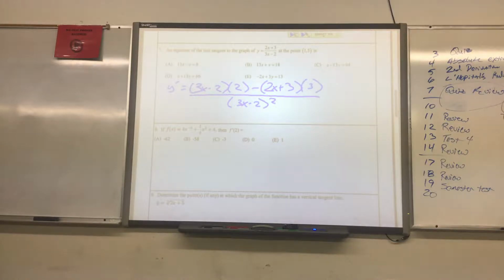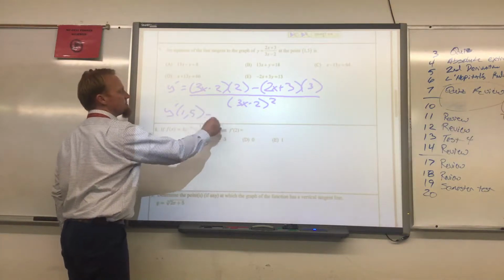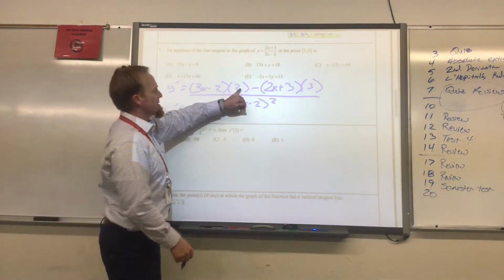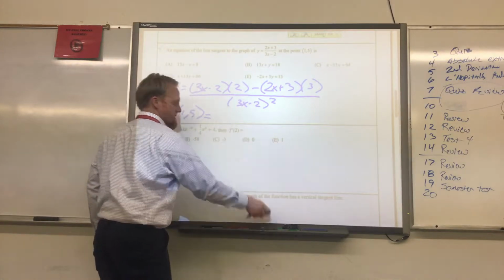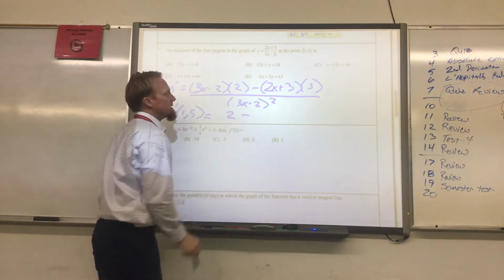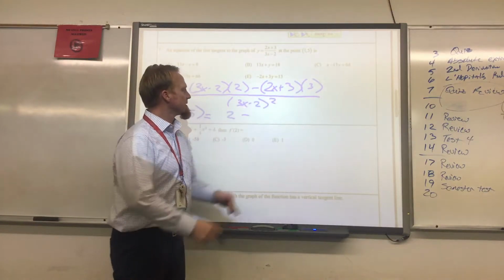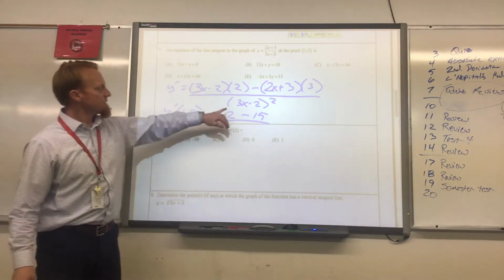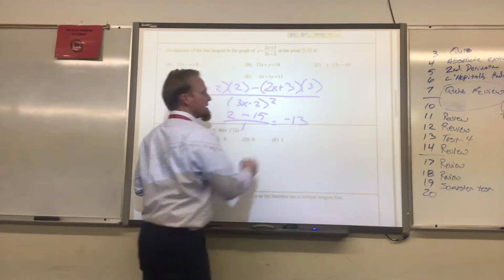I could simplify, but since I'm plugging in, I'm going to go ahead and plug in. So we're plugging in the point (1, 5), so I'm just going to plug in the x value of 1. So this gives me 3 minus 2 times 1, so that's going to be 2. And then over here, plug in 1, so that's 2 plus 3 is 5 times 3, 15. On the bottom, plug in 1, so that's just going to be 1. So I end up with negative 13.